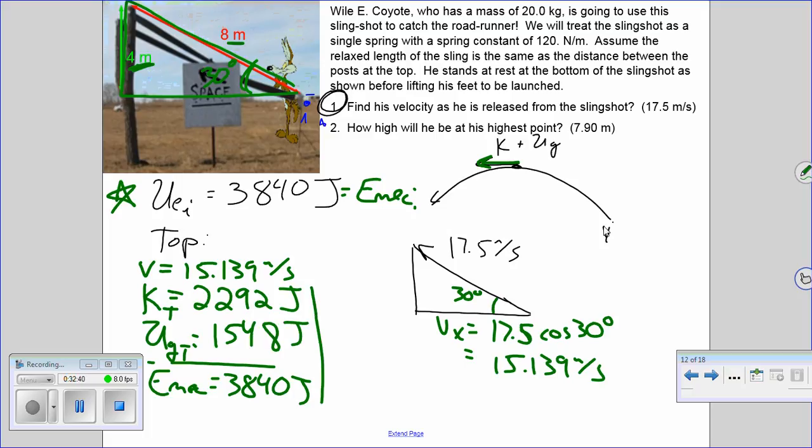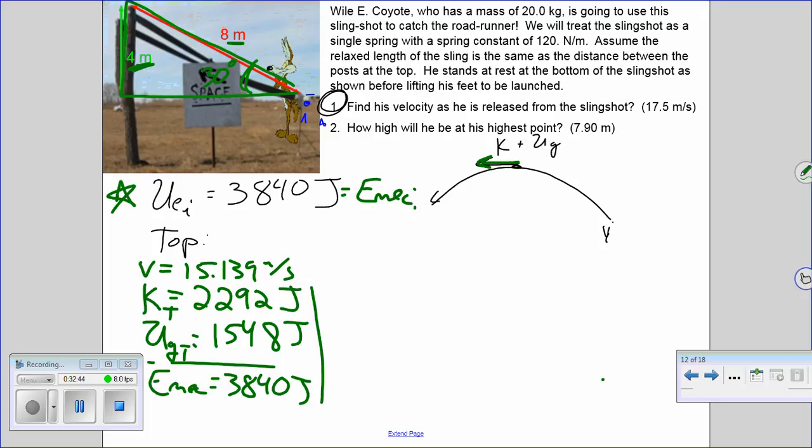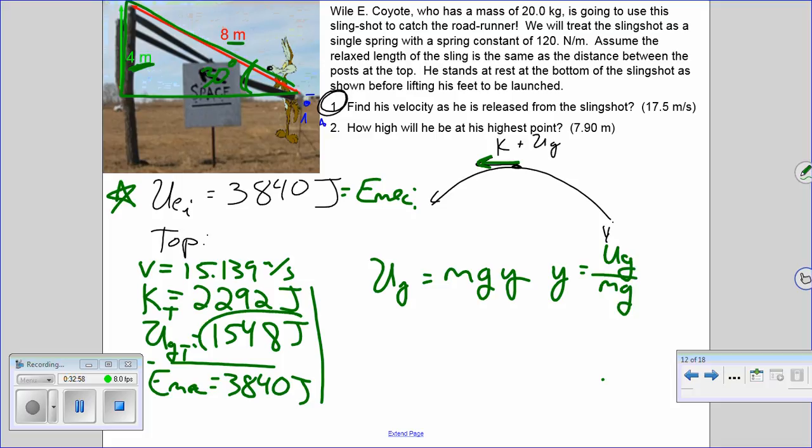Okay? And now that you know the gravitational potential energy at the top, you can find y at the top. So Ug equals mgy, which means that y is gravitational potential energy over mg. So if you take this and divide it by mg, it gives you your height, which turns out to be 7.90 meters. Okay? So there we go, conservation of mechanical energy.